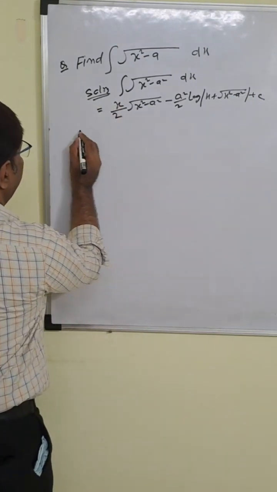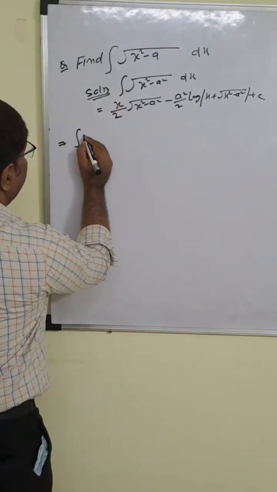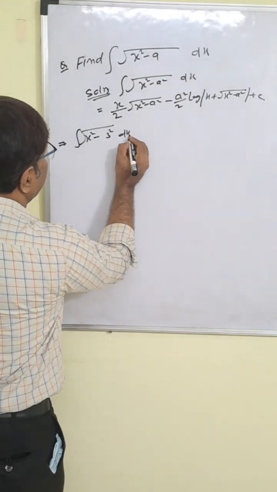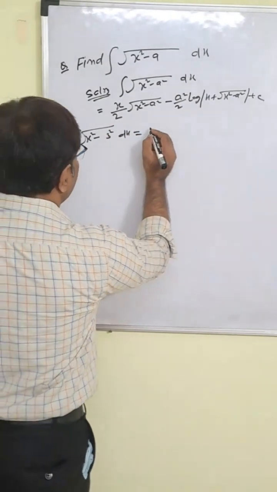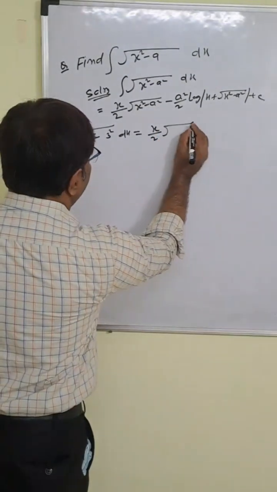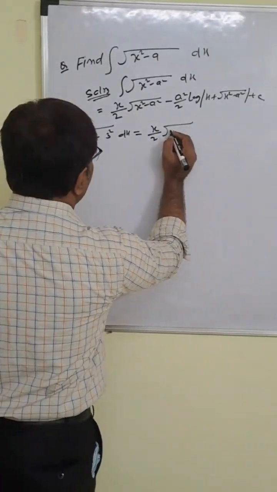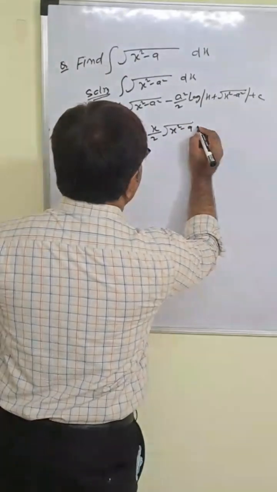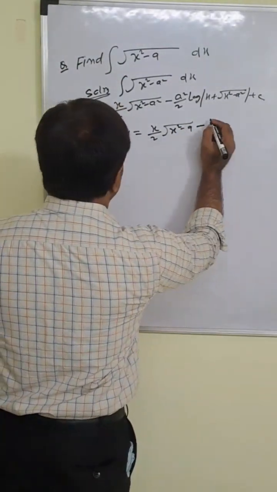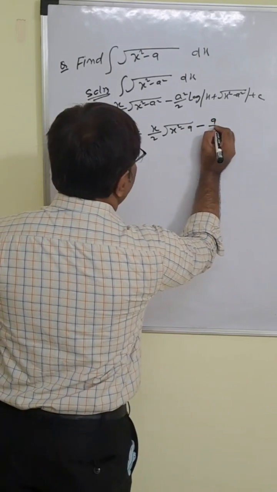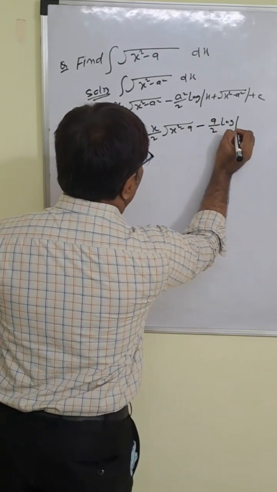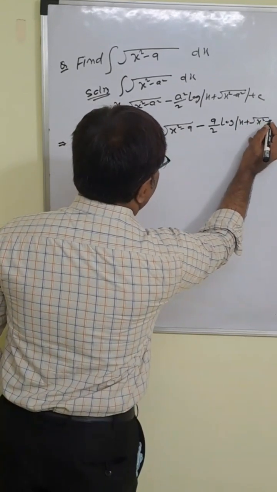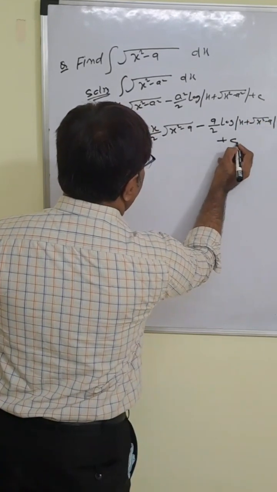So here you can find the integration of x square minus 9, meaning 3 square, dx. So this equals what? x by 2 root under x square minus a square, so you can write directly x square minus 9, and then minus a square by 2. So a square is what? 9. So this is 9 by 2 and log x plus again root under x square minus a square, that is x square minus 9, plus c.